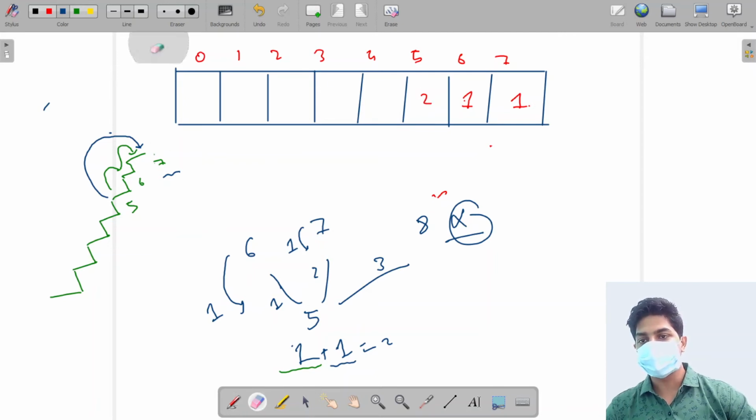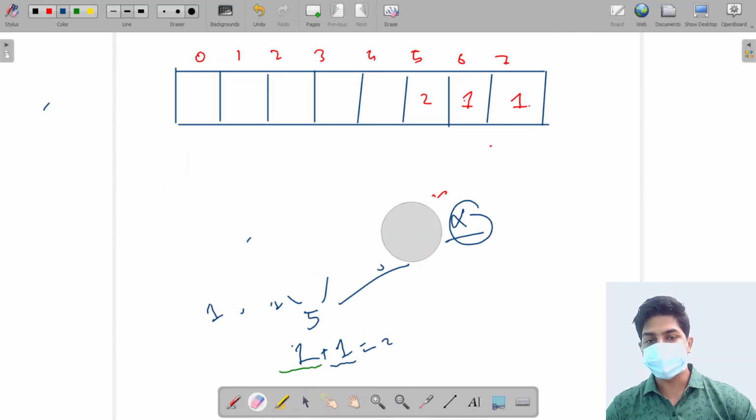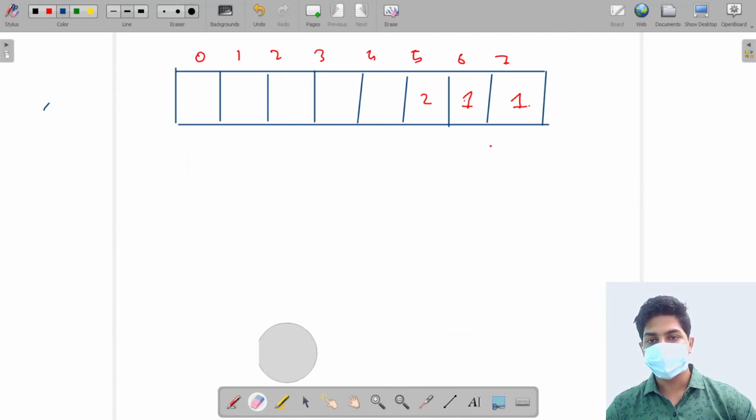Now let's try to find the answer for the 4th one. If I am on the 4th stair, how is it going to happen? If I am on the 4th stair, I will take a jump of 1 unit and reach the 5th position. I will take a jump of 2 units and reach the 6th position. I will take a jump of 3 units and reach the 7th position.